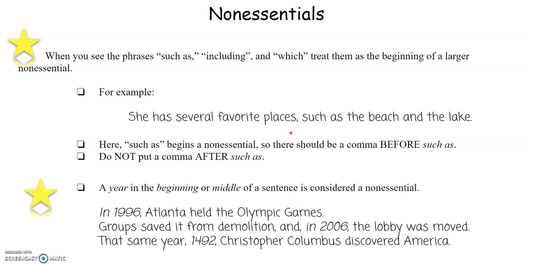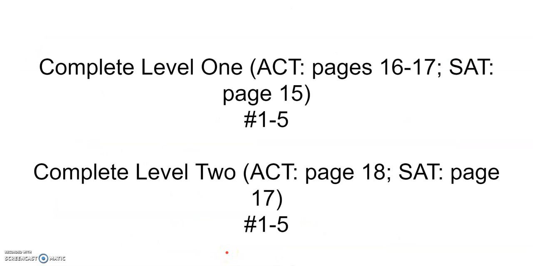When we're dealing with years, depending on where they are in the sentence, they're always going to be considered non-essential. So here we go: in 1996, comma, Atlanta held the Olympic Games. Let's throw it in the middle. Groups saved it from demolition, and in 2006, the lobby was moved. Or another example, outside of the prepositional phrase, just by itself: that same year, 1492, Christopher Columbus discovered America. Years are always going to be non-essential information, so punctuate them as so.